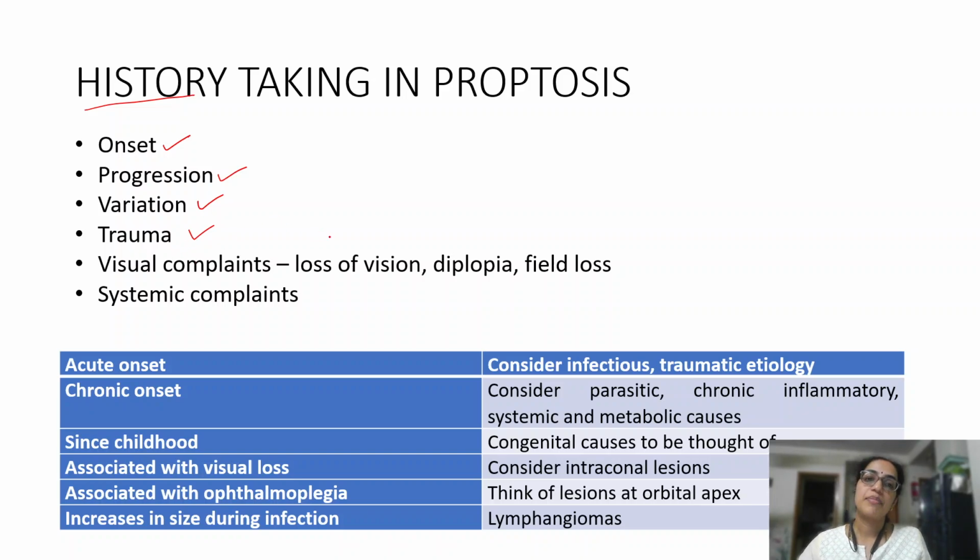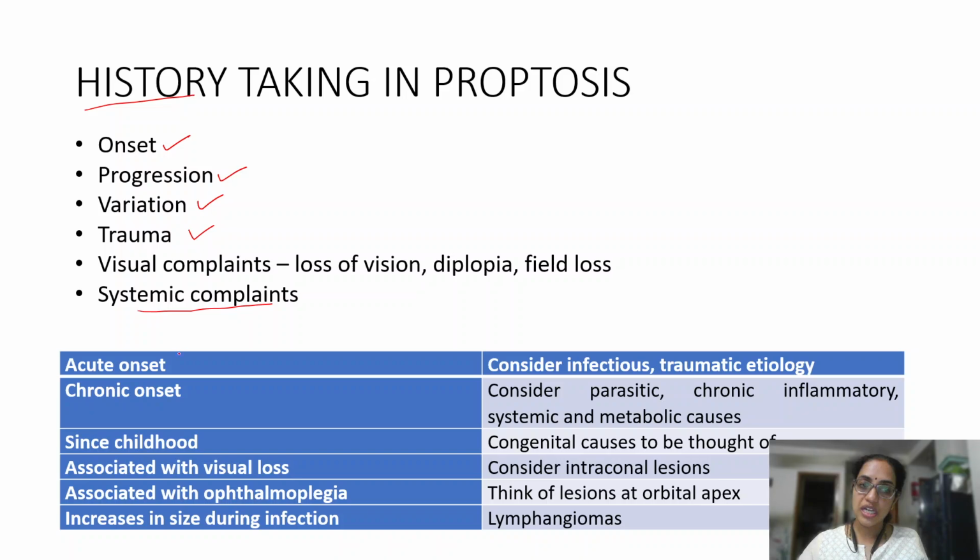What are the visual complaints? Do you have loss of vision? Do you have blurring of vision? Do you have diplopia, or do you feel there's a loss of a particular field? Is there any systemic complaint? Have there been any other swellings in the body? Do you have generalized weakness? All these are pertinent depending on what probable etiology you're dealing with.